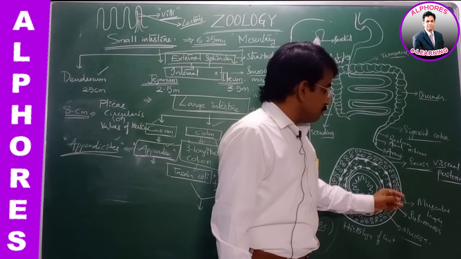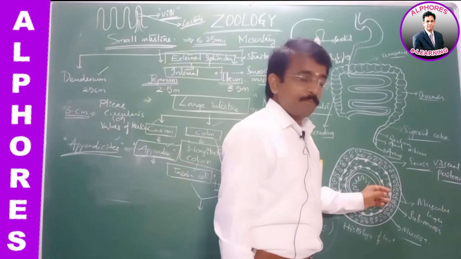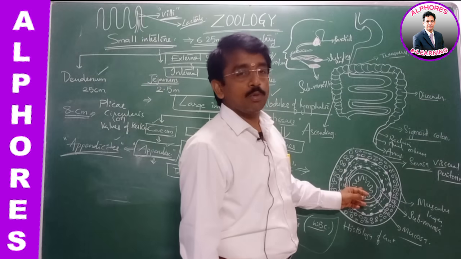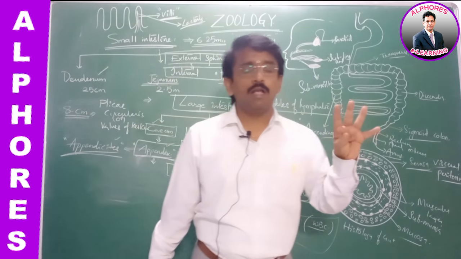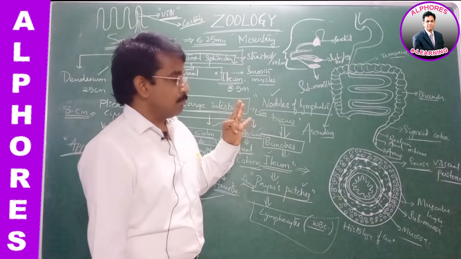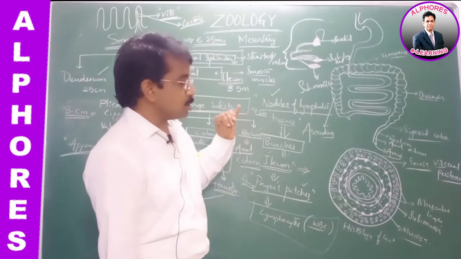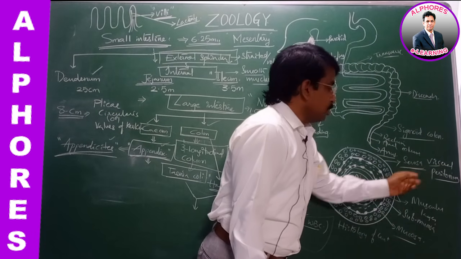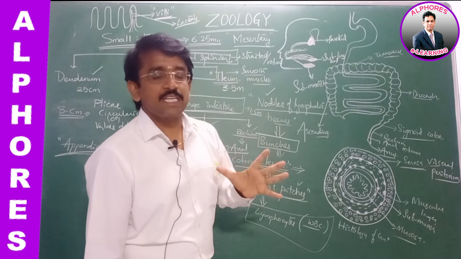Inside to this is a muscular layer. Inside to this is the submucosa and mucosa. So the four layers of the gut include the visceral peritoneum, muscular layer, submucosa and mucosa. The visceral peritoneum is also named the serosa.